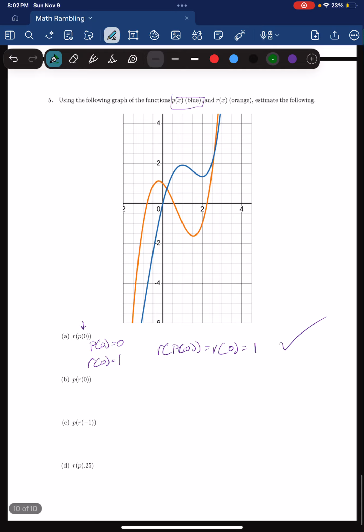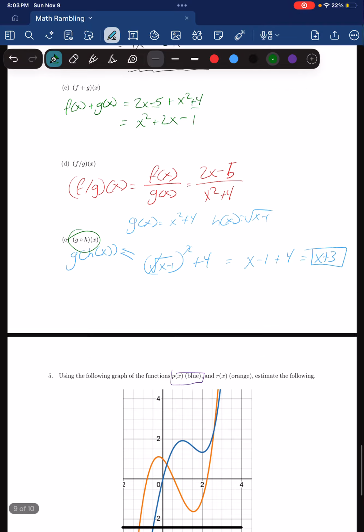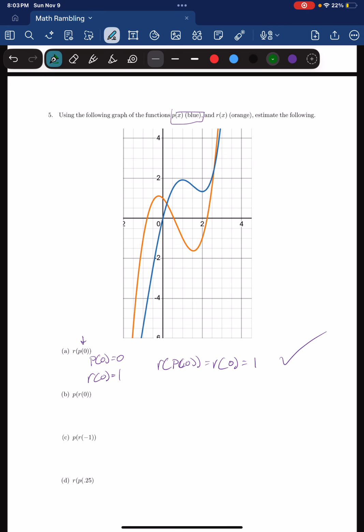All right, now P of R of 0. Okay, so you might think R of P of 0, P of R of 0, what does it even matter? It should just be 1. No, don't think that, because it's wrong. The order in which you do these things matters. Just like up here, when we did g of h of x, we got x plus 3, and when we did h of g of x, we got square root of x squared plus 3. Same functions, just different order. You get 2 different answers, so we need to be careful of the order here.